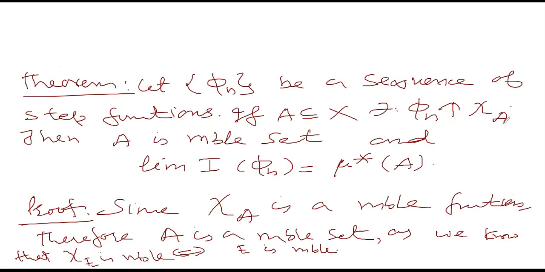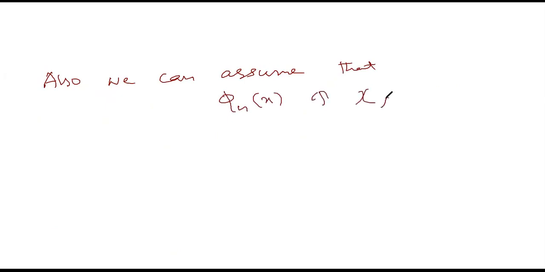Also, we can assume that, because here the limit is not everywhere, it is almost everywhere in the statement, but we can assume that phi n of x increases to chi A of x for all x in X. This is already explained in one of our previous theorems, so I don't need to explain it again. So we can assume that this convergence is everywhere.